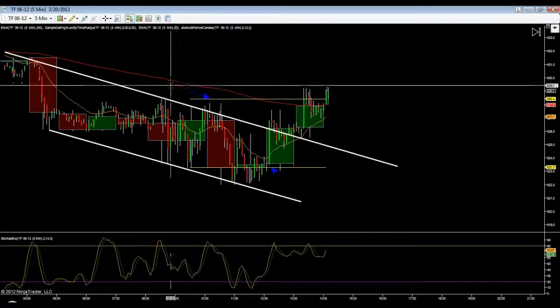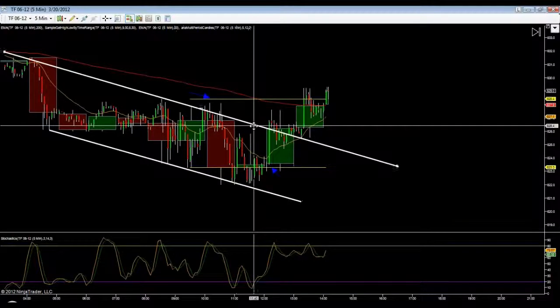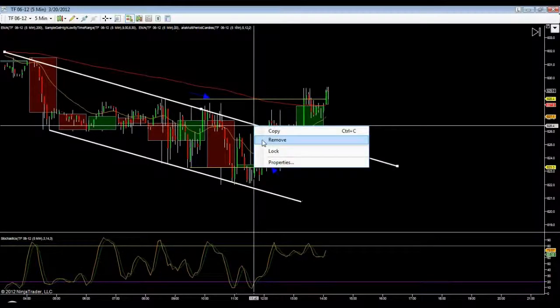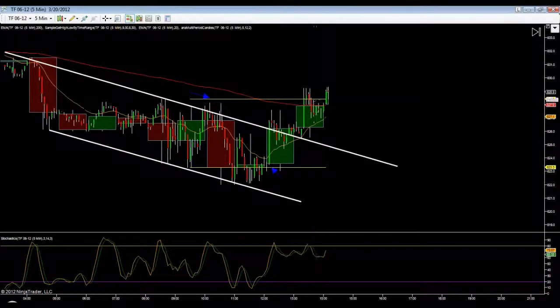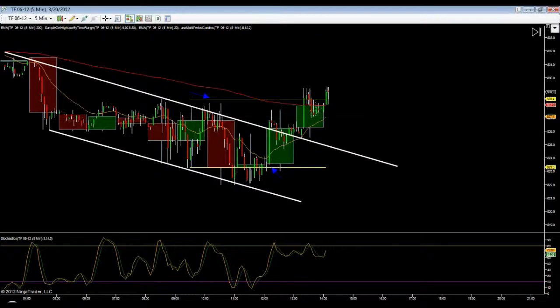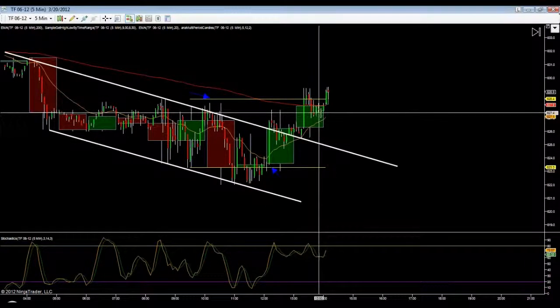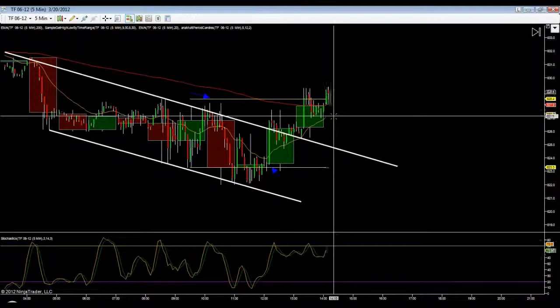We've got that red moving average in the background, which is the 200 moving average, and we're squeezing up a bit here, squeezing in between the moving averages, and let's see here.